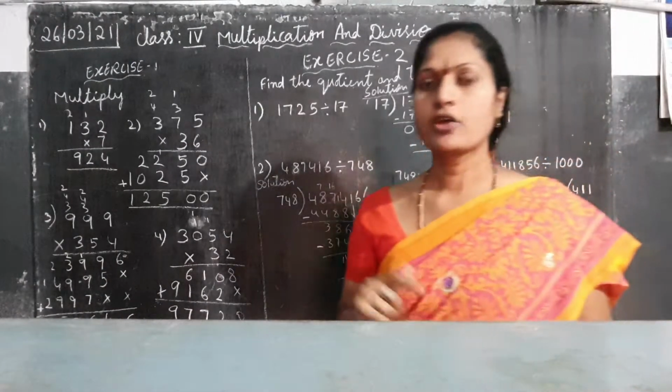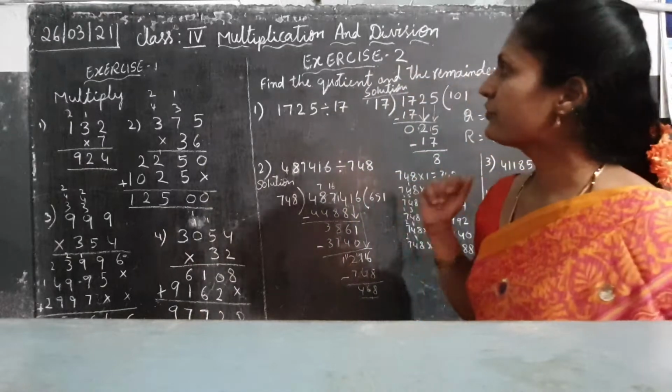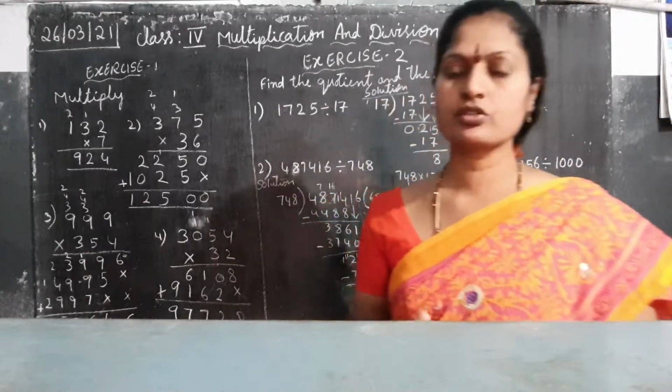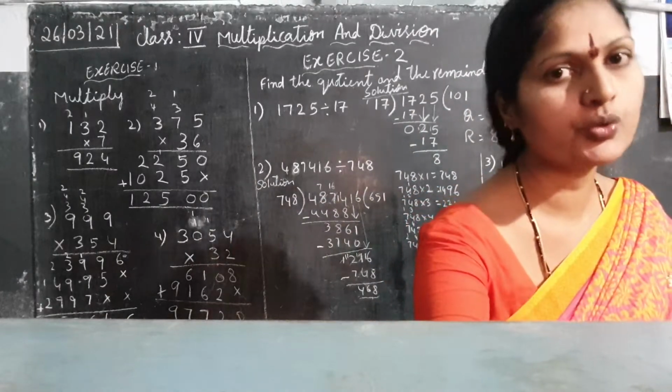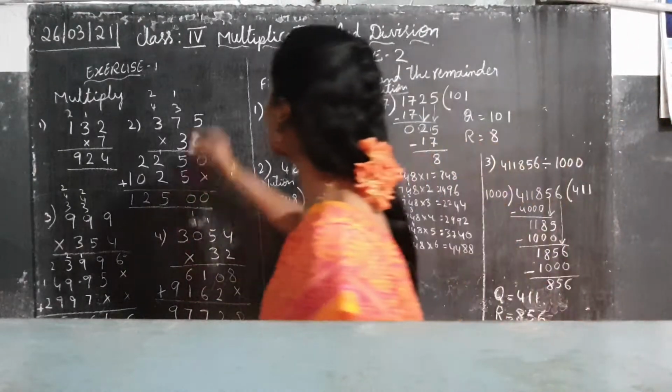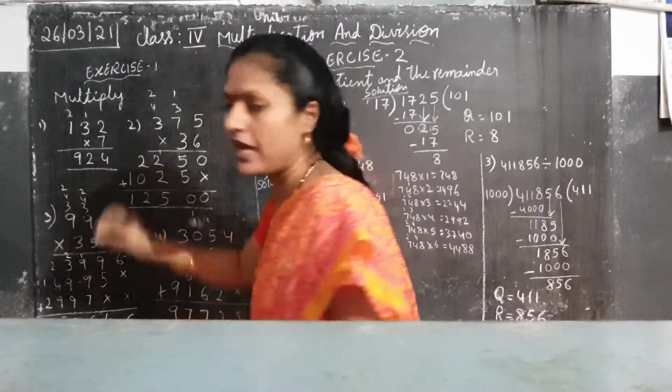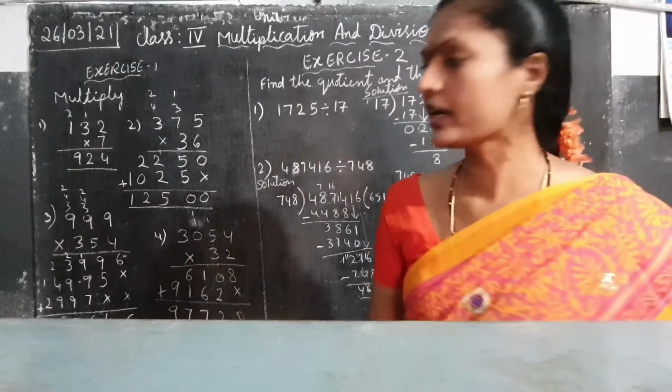Unit 4, children. Before this we also learned Unit 1, Unit 2, Unit 3. Now this is the Unit 4 lesson, children. In this lesson we have to learn multiplication and division.